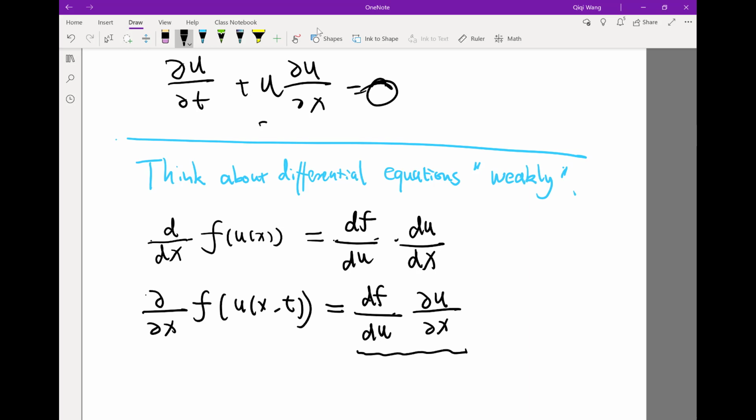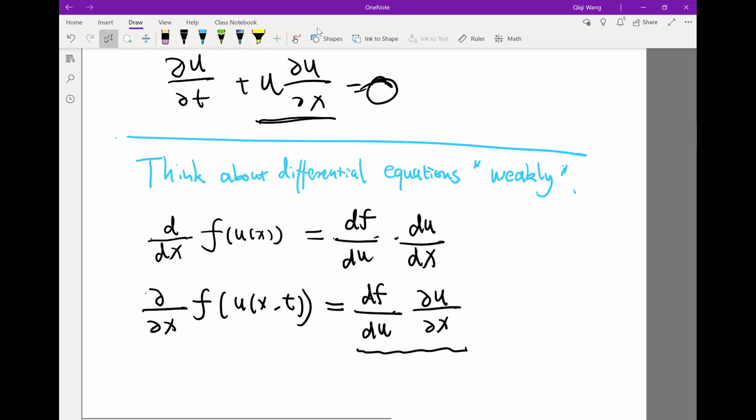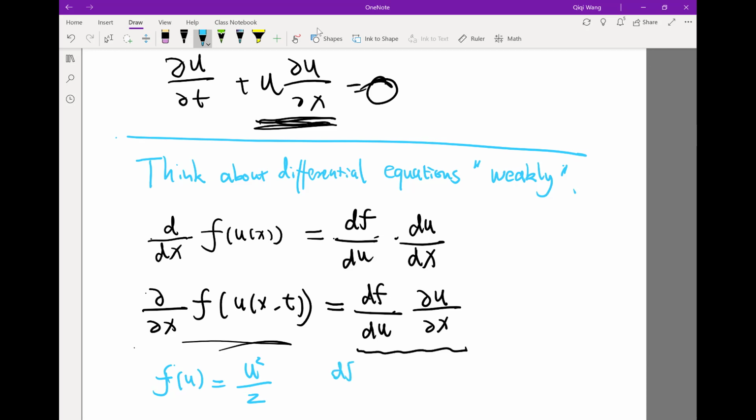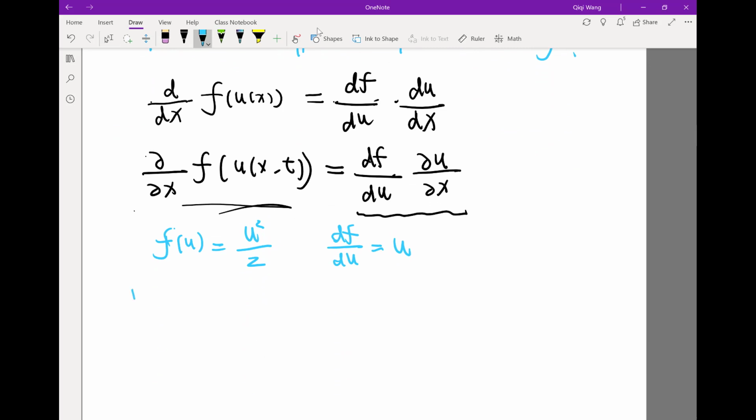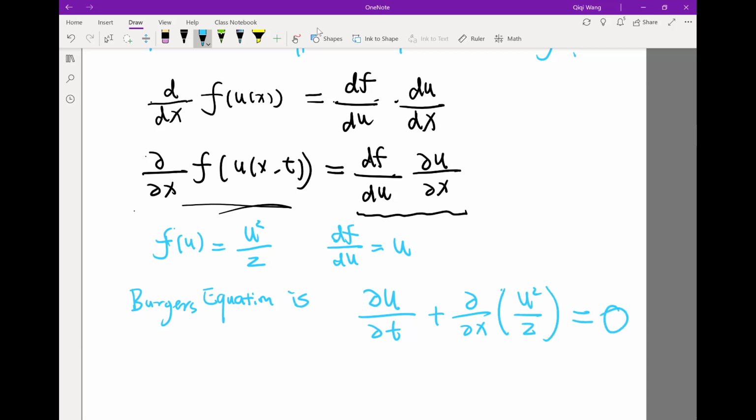All right. So just look at this and the term in the Burgers equation. We can see that if df/du is actually equal to u, then the whole second term can be written as a spatial derivative. Which means that in this case, my f of u should be u squared over 2, because then df/du is equal to u. So then my Burgers equation is equivalent to partial u partial t plus partial x of half u squared equal to 0.